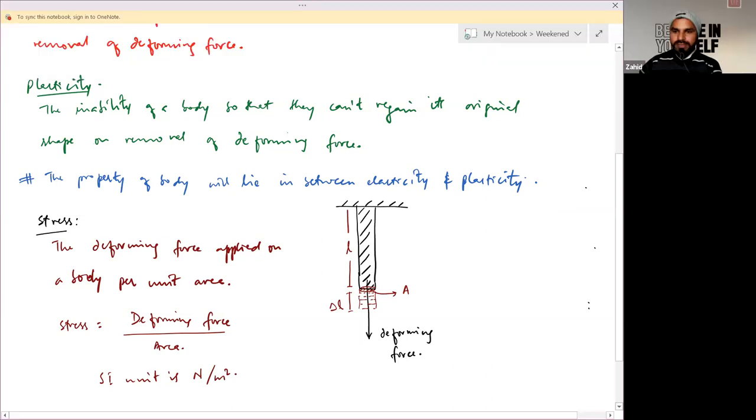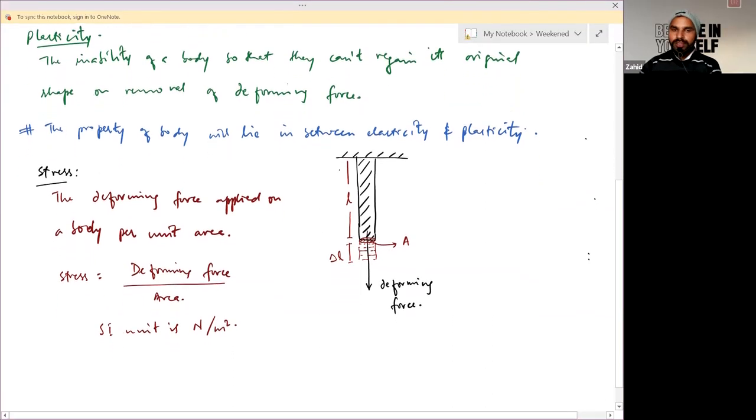Now, due to this deformation, the rod has extended by dl amount, or delta L, with respect to its original length, that is L. So we may define another term called strain. Strain is the ratio of the deformed shape of that body to the original configuration of that body. So we have to relate them, and we define another quantity, that is strain.